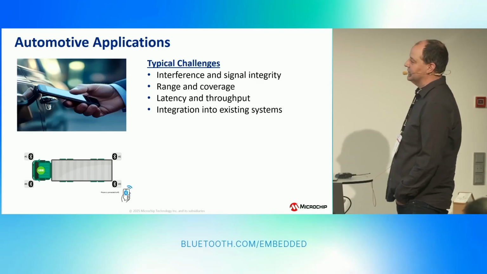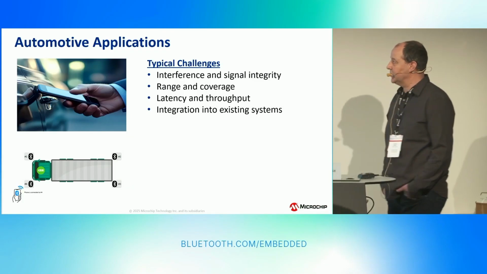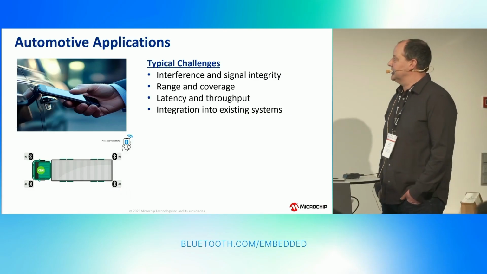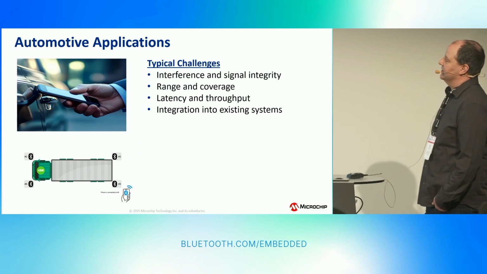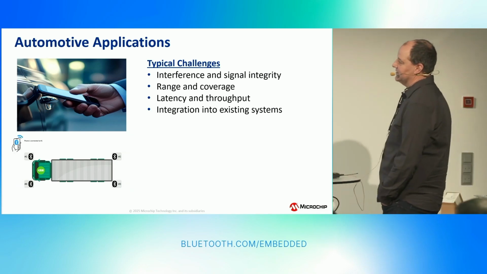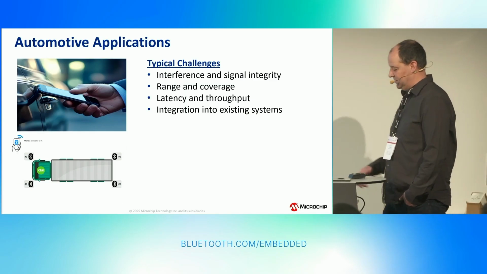Typical challenges here in the automotive sector are interference and signal integrity. You have absorption, adjacent channel interference, and so on. Then another challenge is the range. You want to have a good signal completely around or inside the car. Then we have challenges with latency and throughput. We want low latency and high throughput for real-time monitoring and so on. And another challenge is integrating this into existing systems, such as compatibility problems and so on.